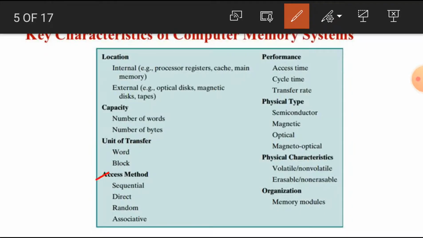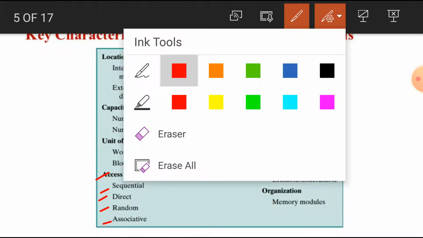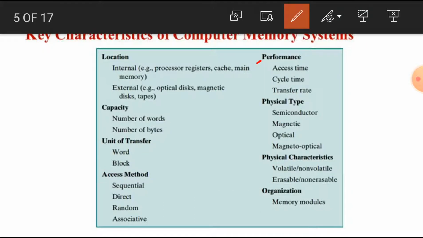The next one is access method. It has total four types: sequential access method, direct access method, random access method, and associative access method. The next one is performance. It has three main parameters: access time, cycle time, and transfer rate. The next is physical type. There are mainly four types: semiconductor, magnetic, optical, and magneto-optical.